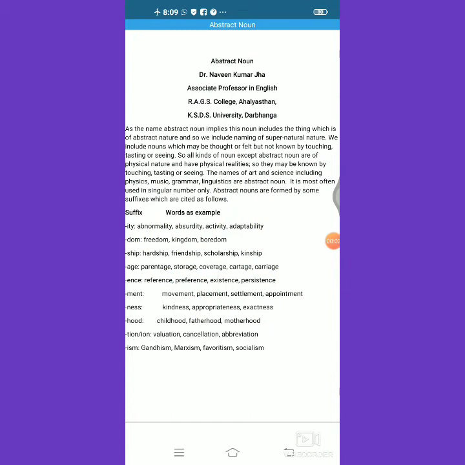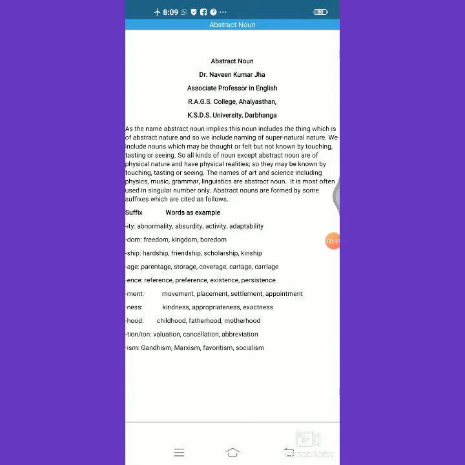Hi students, for the last some days we have been talking about noun and its different parts. So far we have discussed noun as a concept, proper noun, common noun and collective noun with a great detailed description, and I think that this will be helpful for you to write down your answer regarding all these things for university examination and different boards and competitive examinations.